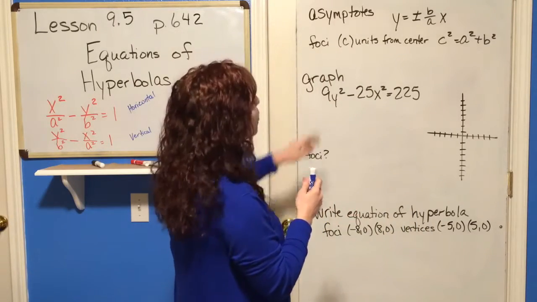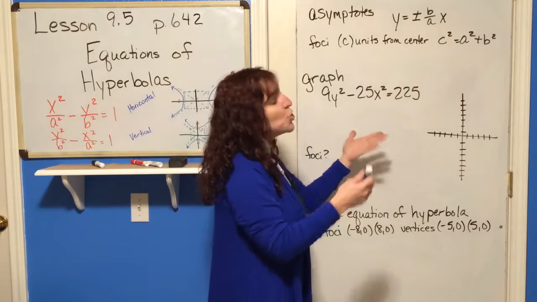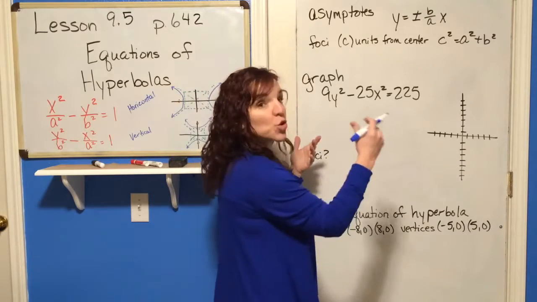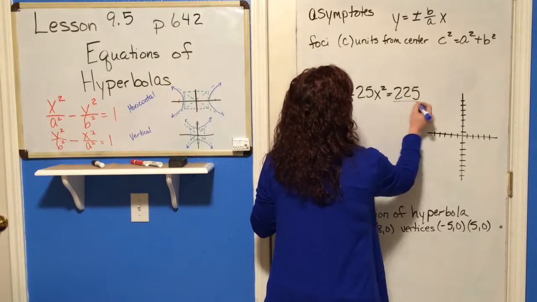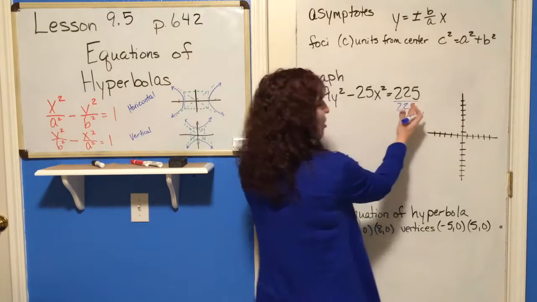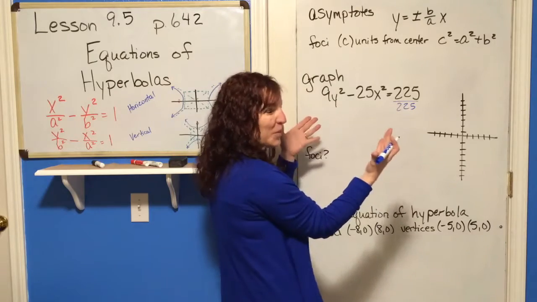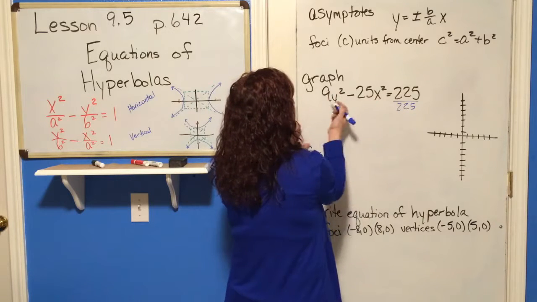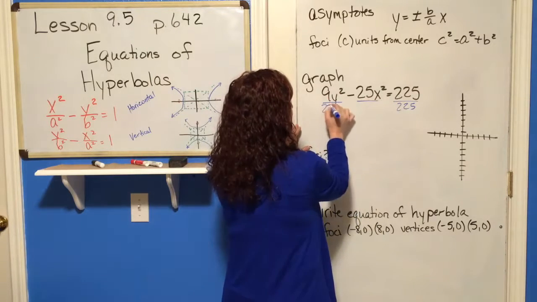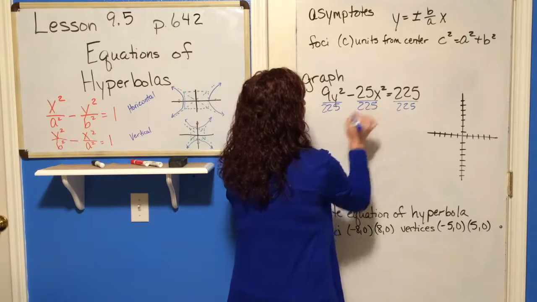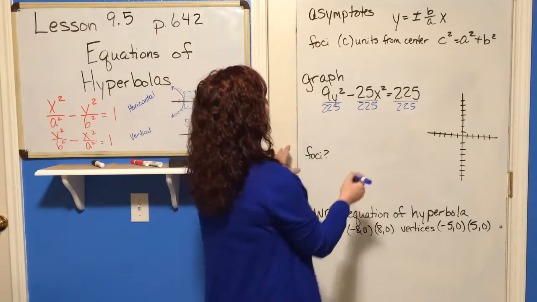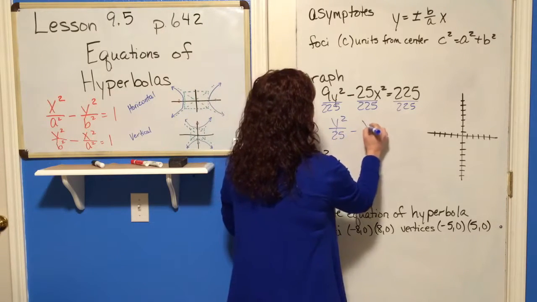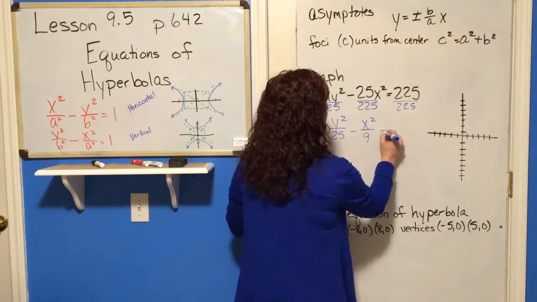If we're going to graph it, in order to get the equation into standard form, just like with the ellipses, we have to have it equal to 1. So we're going to divide by 225 so that we have our equation equal to 1. We can do that as long as we do the same thing to both sides, all parts of both sides. And 9 times 25 happens to be 225. So this is going to be y squared over 25 minus x squared over 9 equals 1.